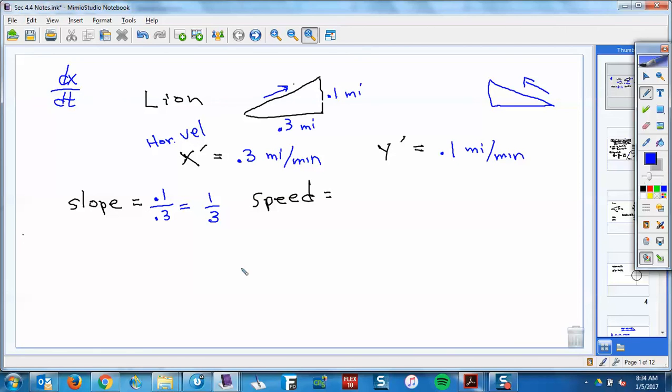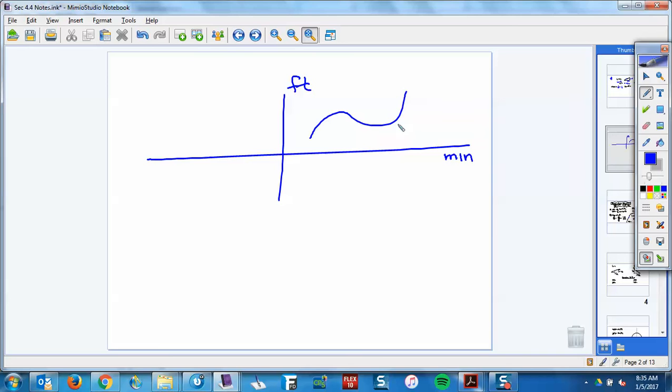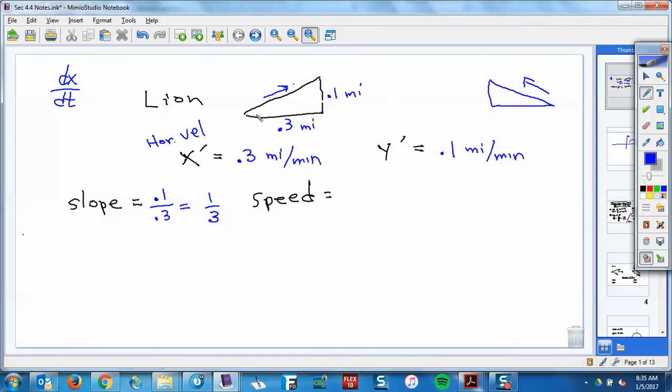See, okay, so we've got to back up a minute. When we talked about slope being the speed, that's because we had minutes on this axis and feet, let's say, on this axis. If we wanted to know the slope right here, it was going to be feet over minutes, and that was feet per minute, and that is speed, right? So the slope was the speed. But is that what we have in this picture? It's 0.1 miles north over 0.3 miles east.